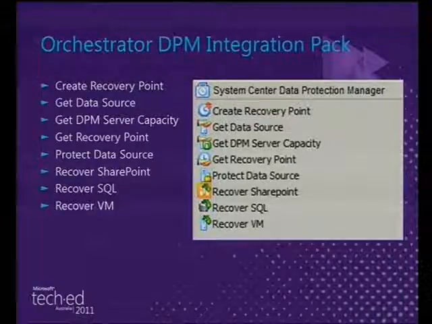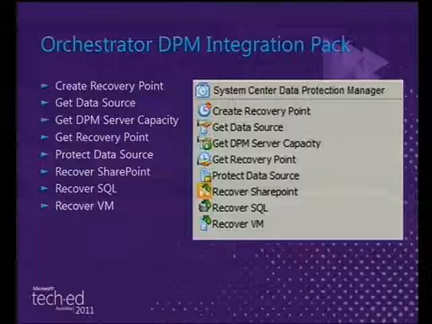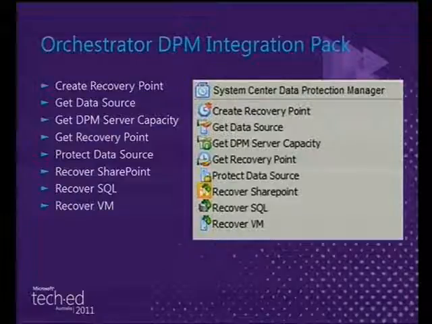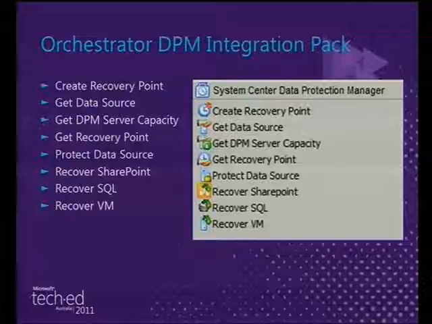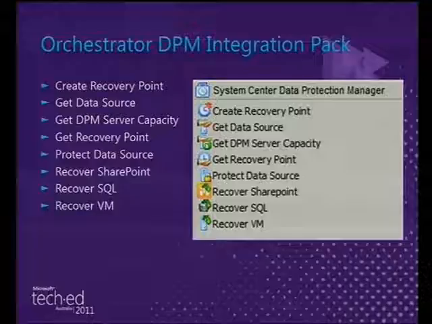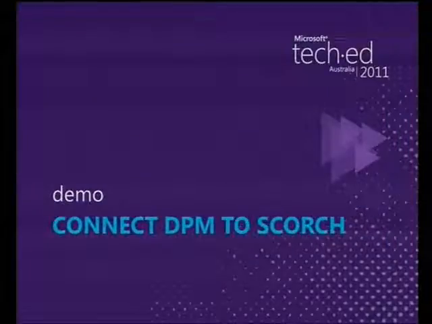DPM can have up to 512 recovery points, so you want to make sure that you're restoring from the correct one. Protect the data source: get something and then make sure it's protected. Recover SharePoint, recover SQL, recover virtual machines. Coming up, we're going to see recover Exchange and more and more workloads, and they're very specific recovery workloads as opposed to automating other aspects of it.